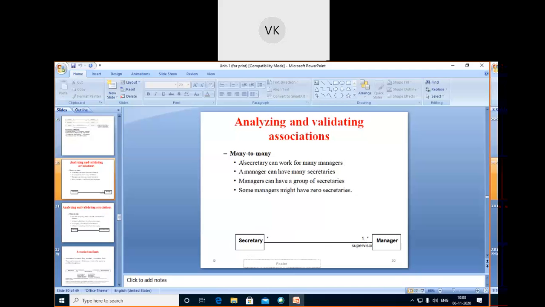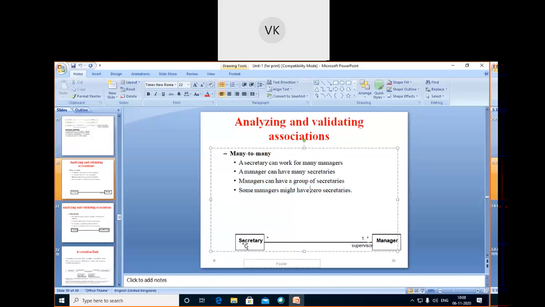Okay, secretary is one class and manager is one class. A secretary can work for many managers, and a manager can have many secretaries, so it is a many to many relationship. Managers can have a group of secretaries. Some managers might have zero secretaries also. These are the possibilities here.